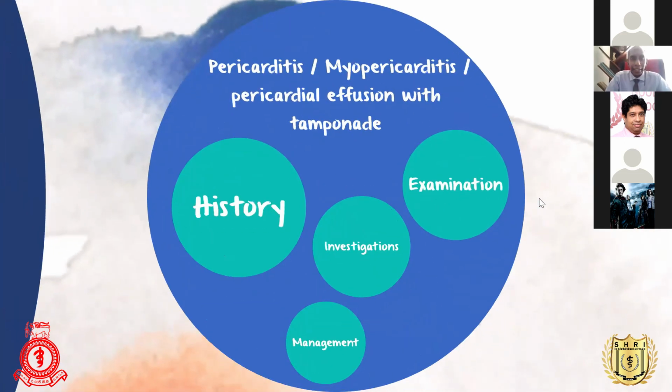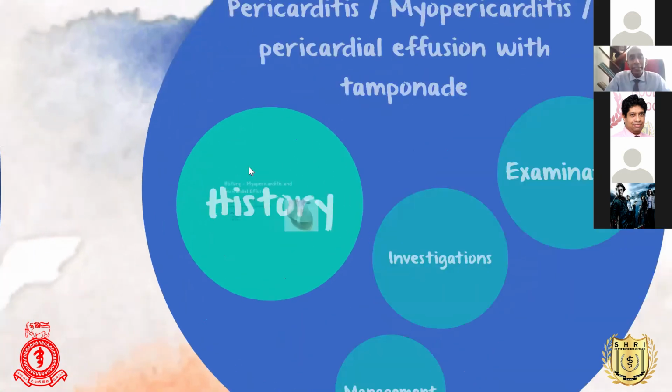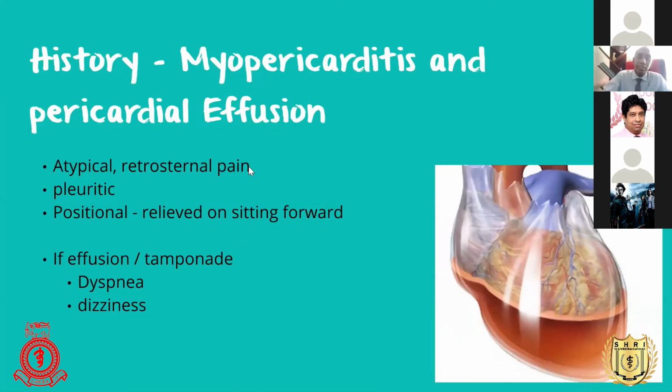Okay. Pericarditis, myocarditis, myopericarditis. Most of the time, these patients present with myopericarditis and pericardial effusion with tamponade. So the pericardial effusion with tamponade is the life-threatening cause. They usually present with symptoms of pericarditis with symptoms of tamponade. Pericarditis pain means pleuritic, retrosternal, positional pain, which does relieve when we sit forward. If the effusion is there with tamponade effect, there can be some dyspnea, dizziness, and signs of hemodynamic collapse.